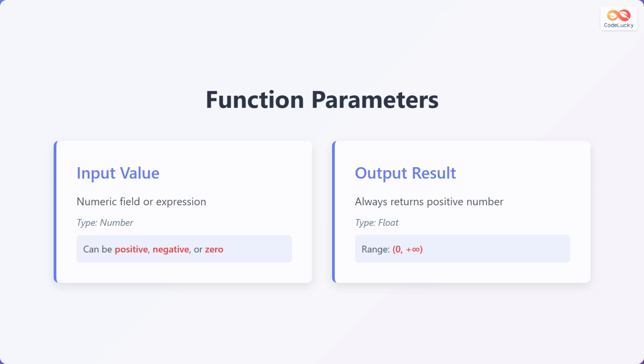The exp function accepts numeric input values, which can be positive, negative, or 0. The input type is a number, representing any numeric field or expression in your data. The output result is always a positive floating point number, with a range from 0 to positive infinity. This characteristic makes exp particularly useful for transforming data that needs to maintain positive values.